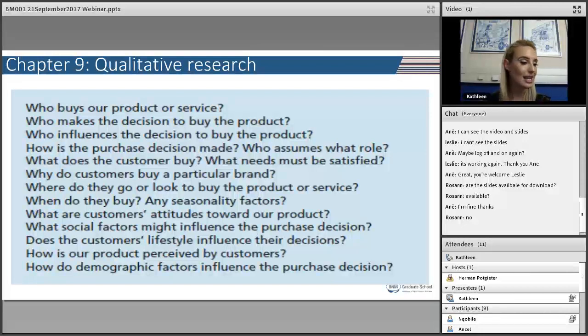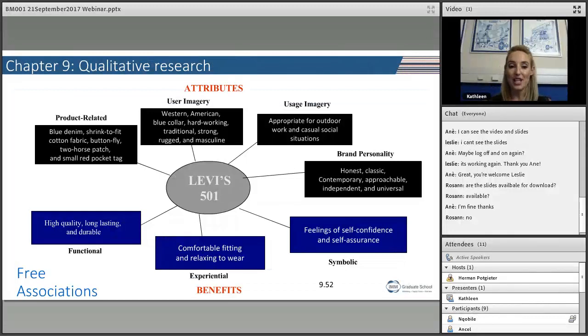Now, when we look at qualitative research, what are we looking at? We are looking at who buys our product, who makes the decision to buy, who influences the decision to buy, how is the purchase decision made, who assumes that role, what does the customer buy, why do they buy, where do they go to buy, when do they buy, what are their attitudes towards the product, what social factors influence the purchase, does their lifestyle influence the purchase, how is our product perceived by the customer, and do demographic factors influence our purchase.